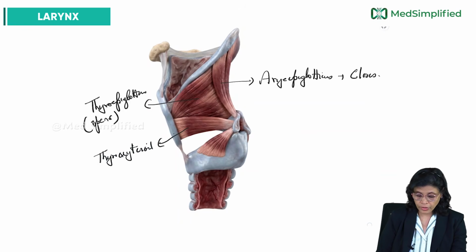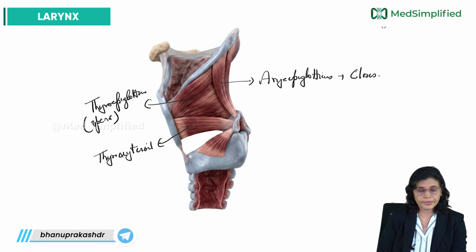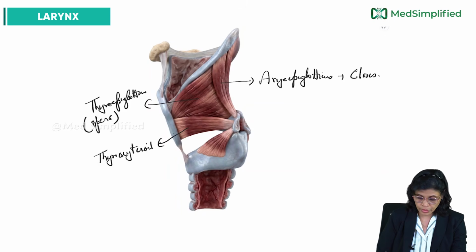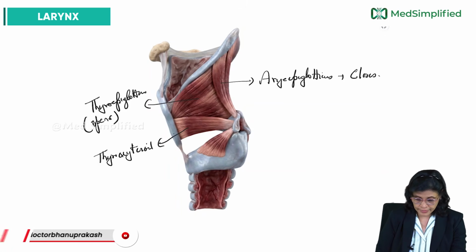So the thyroarytenoid muscle, what was it doing? Thyroarytenoid was the relaxer of the vocal cords. So when this contracts in the upper part, the lower part will relax, right? So it is basically relaxing the vocal cords. Then we have the lateral.